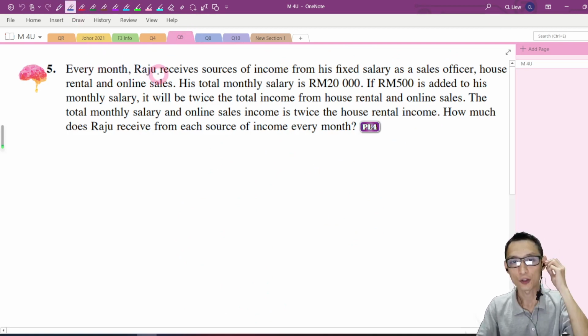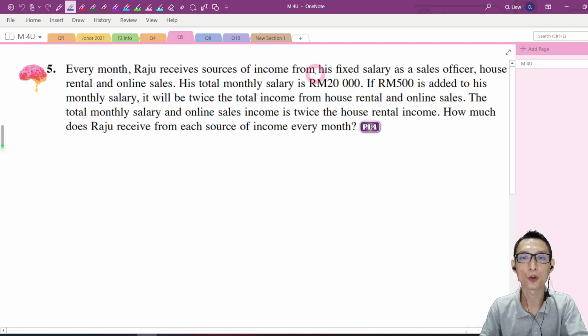Every month, Raju receives sources of income from his fixed salary as a sales officer, house rental, and online sales. His total monthly salary is 20,000. If 500 is added to his monthly salary, it will be twice the total income from house rental and online sales. The total monthly salary and online sales income is twice the house rental income. How much does Raju receive from each source of income every month?